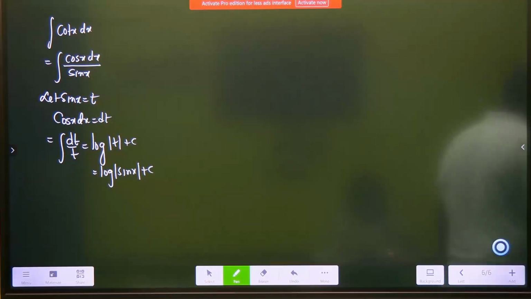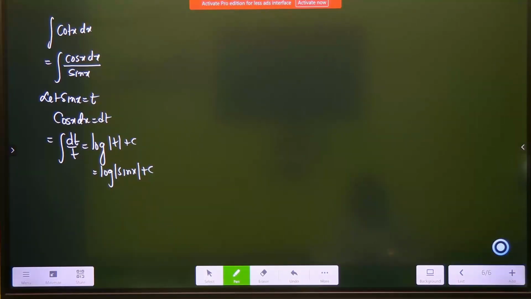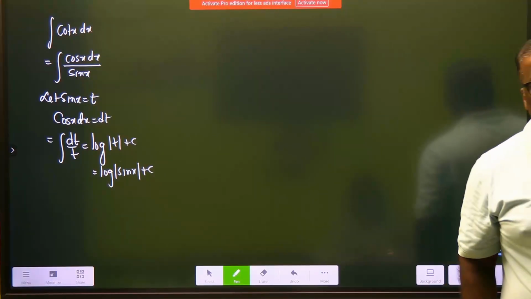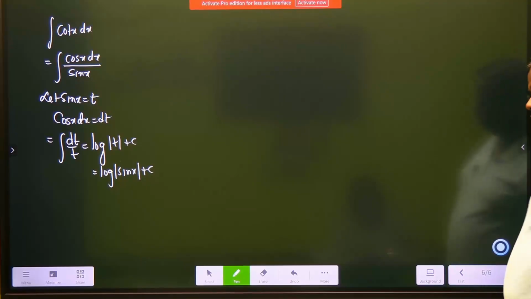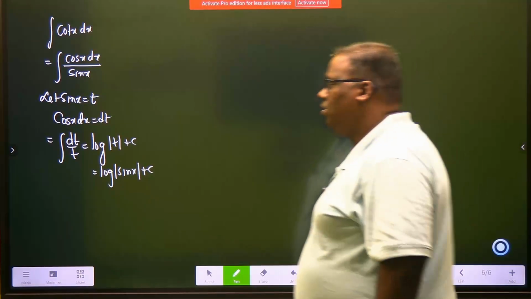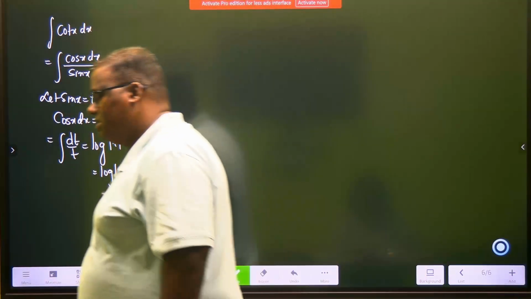Integration will open Pandora's box of formulas. Now a lot of sin c plus sin d, sin 3 theta, all these will also come. So two formulas you learned. Integral tan x is equal to log sec x. Integral cot x is equal to log sin x.